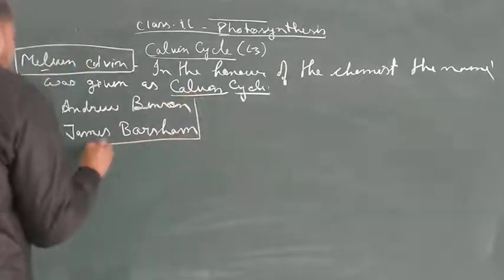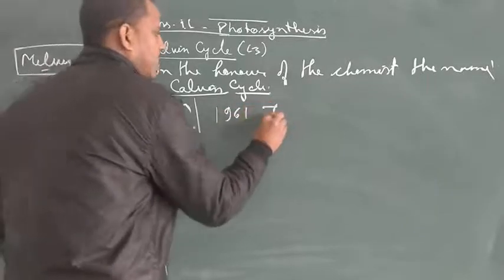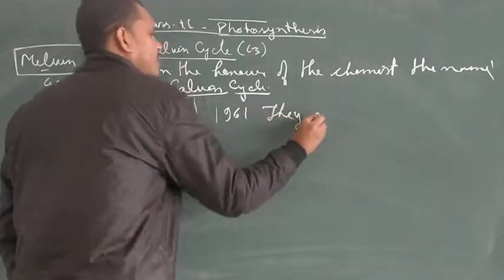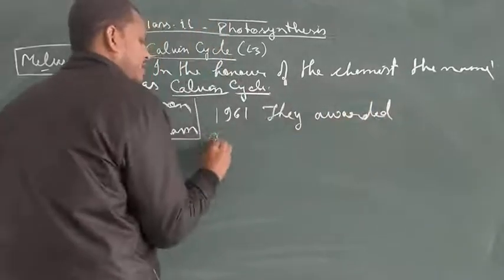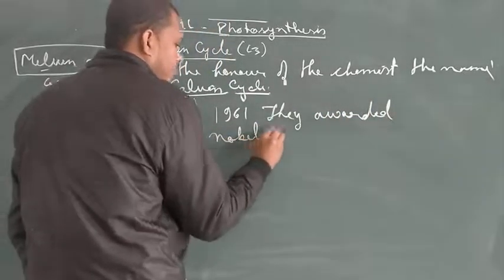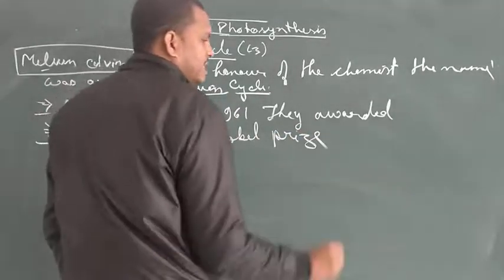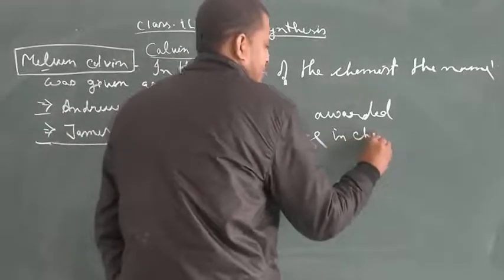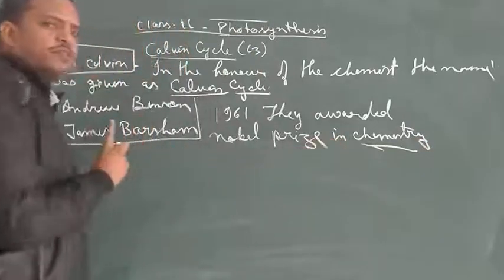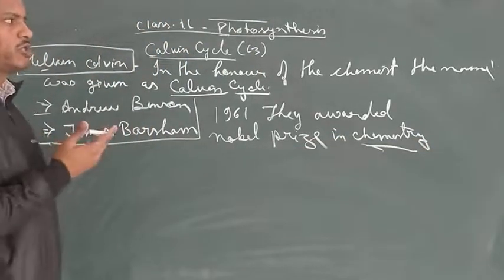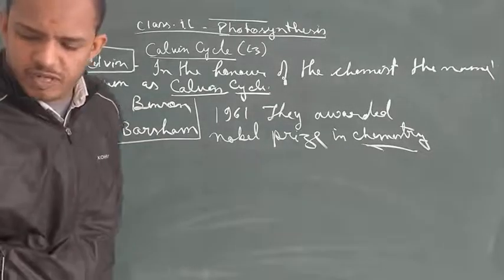And in the year 1961, they were awarded the Nobel Prize in chemistry because of this study of the complete pathway, or discovery, of the C3 cycle in plants. Now, we are going to continue.